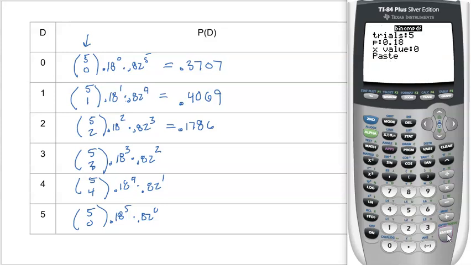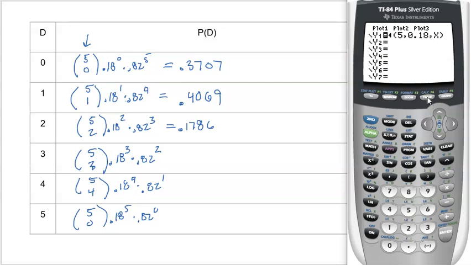I'm going to tell it that there are 5 trials. The probability of success is 0.18, but I'm going to put an X here. So that means it's a function, right? So that means that how many defective batteries will vary. And when you're typing a function, you need there to be an X.